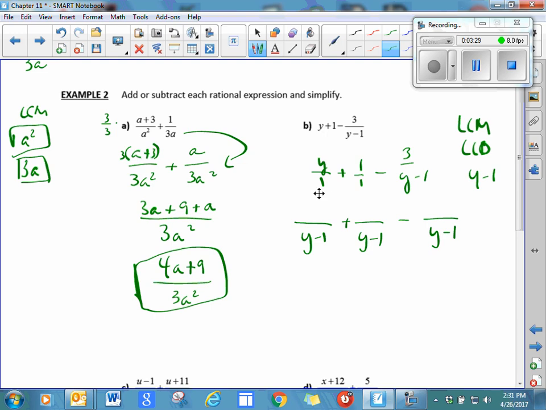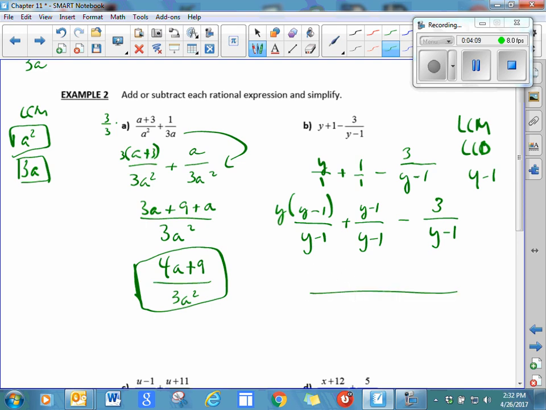So I go to the first fraction. I ask myself, how can I get from 1 to y plus 1? Well, I need to multiply by y plus 1. So I'm going to multiply the numerator that's already there by y minus 1 also. What about this second fraction? The same. He has a 1 in the denominator. I need to multiply him times y minus 1. So I have to do the same thing to the numerator. 1 times y minus 1. And this guy, I don't need to multiply him by anything. He has the common denominator, so I'm just going to bring this 3 down as it is.